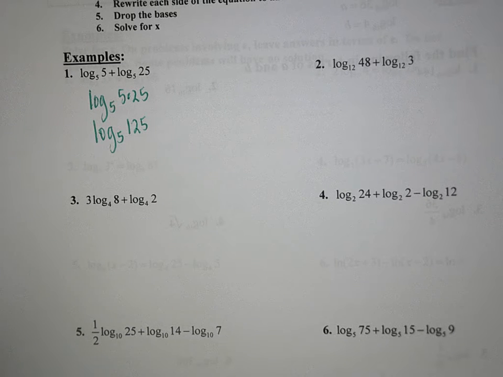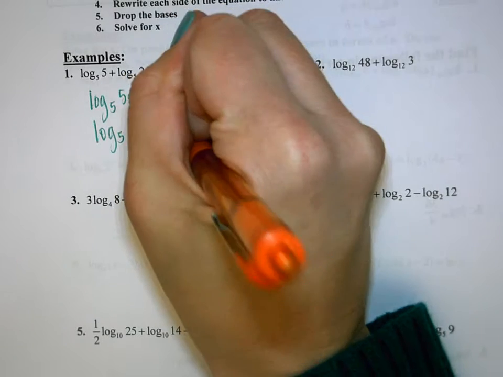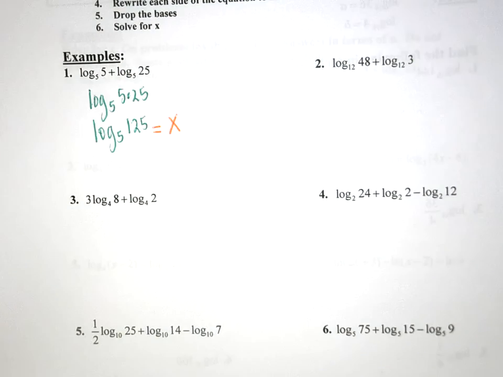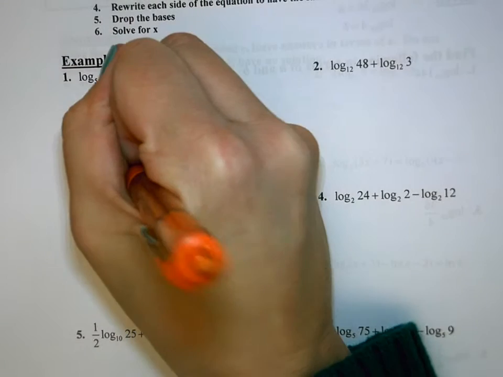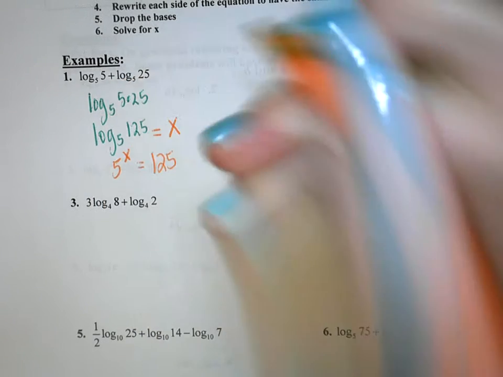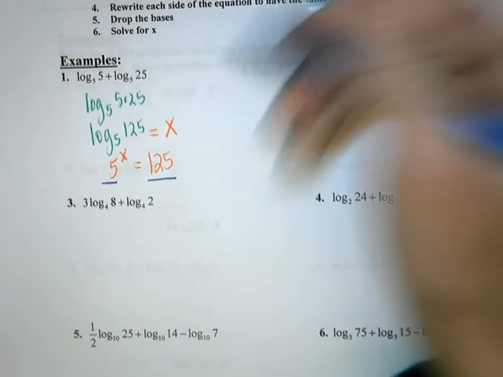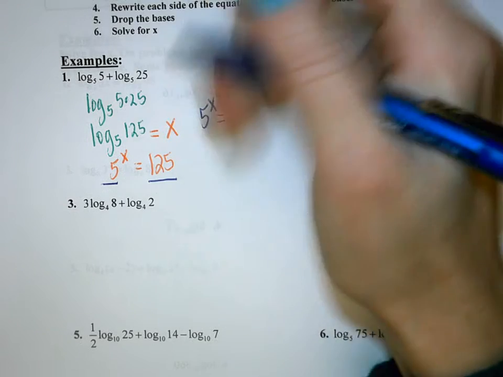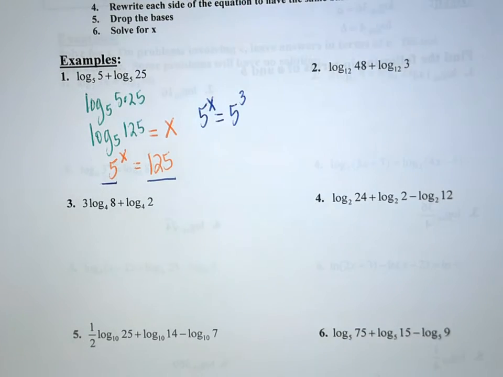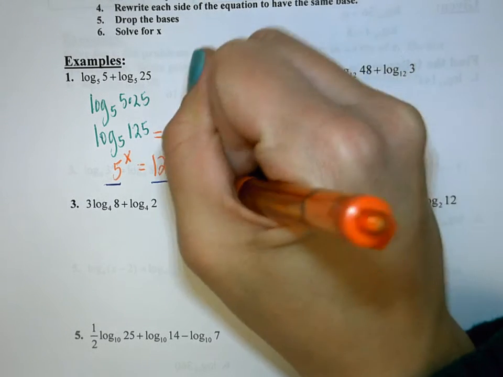Now, some of you might already know what the answer to this problem is, and you can go ahead and do that if you want to. If you don't know the answer and you need to kind of work it out, all we're going to do is put equals x, and then we're going to change it to our exponent equation. So when we rewrite this as an exponent, it is 5 to the x power equals 125. Okay, then we have to change these so that they both have the same base. So we get 5 to the x power equals, and then 125 is 5 to the third power. We can drop our bases, and the answer is x equals 3.